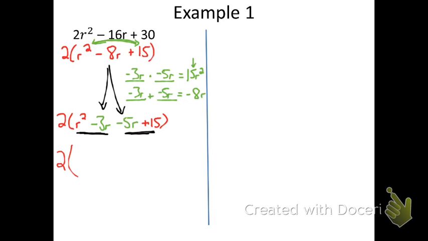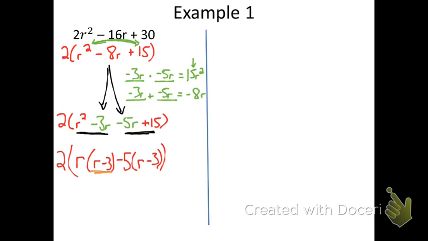So I've still got my 2. I'm not forgetting about that 2. But the GCF of these two terms right here is an r. They both have an r in common. So we're going to factor out that r, leaving us with r minus 3. Then I'm going to do the same thing with these two terms right here. I'm going to find the GCF of those. And if I look, the GCF of those looks like it's going to be a 5. And since the term on the left is a negative, I'm going to factor out a negative 5. And that's going to leave us with an r, because negative 5r divided by negative 5 is r. And then 15 divided by that GCF of negative 5 leaves us with a negative 3.